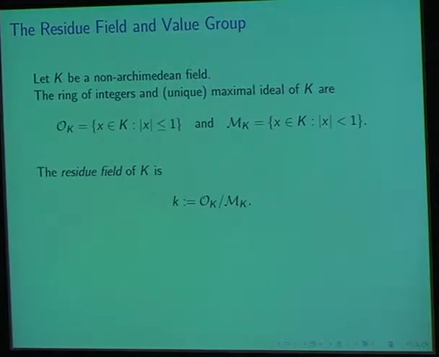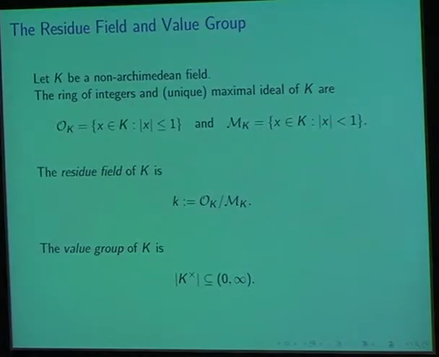So for example, one of the things you can look at is the characteristic of the two fields: the original field, capital K, and the residue field, little k. If the original field had characteristic 0, then the residue field could have either characteristic 0 or positive characteristic. But if the original field has positive characteristic, then the residue field has that same positive characteristic. Easy to verify.